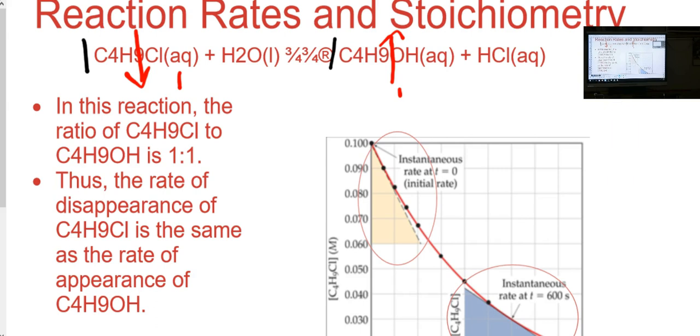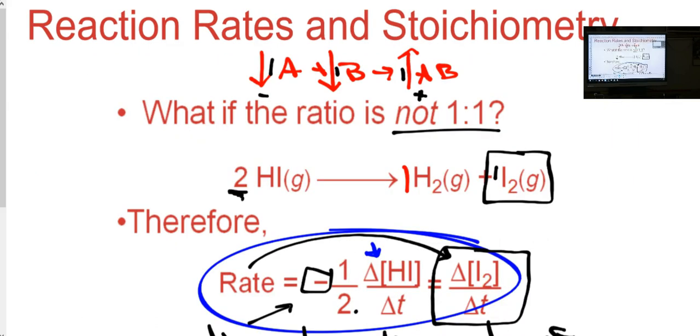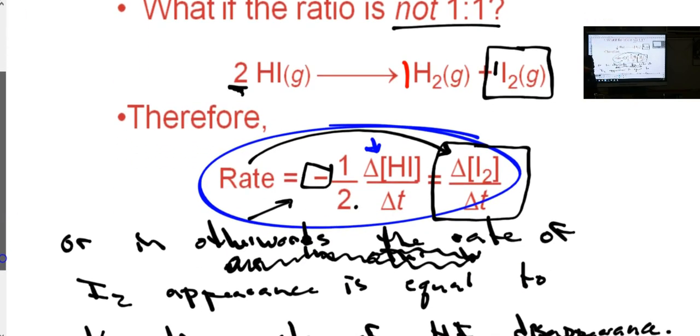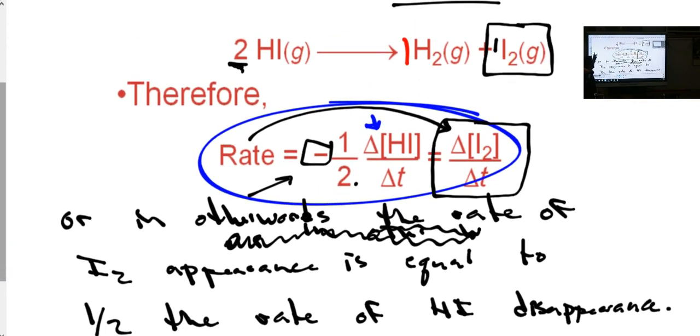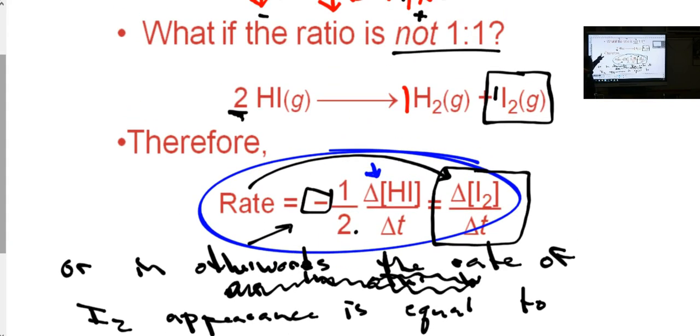All right, so what if the ratio is not 1 to 1? To me, this is the most confusing slide of the year. I don't know. To me, it's just common sense and whatever. But here we go. If you now have coefficients, you have this.